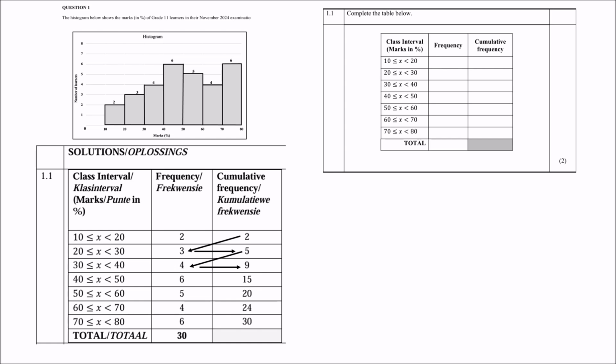How do we get 15? 9 plus 6 is 15. How do we get 20? 15 plus 5 is 20. How do we get 24? 20 plus 4 is 24. How do we get 30? 24 plus 6. So I hope you followed my argument. How could we complete the cumulative frequency column?